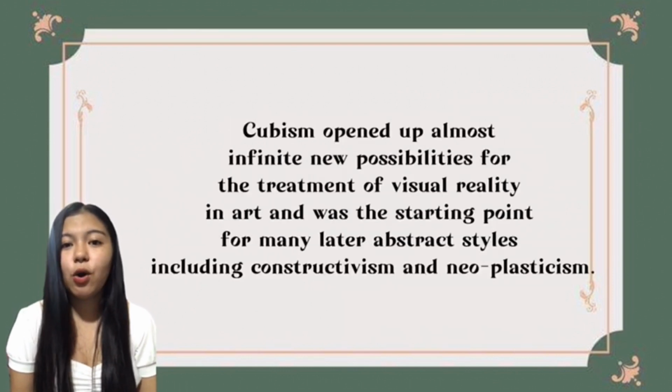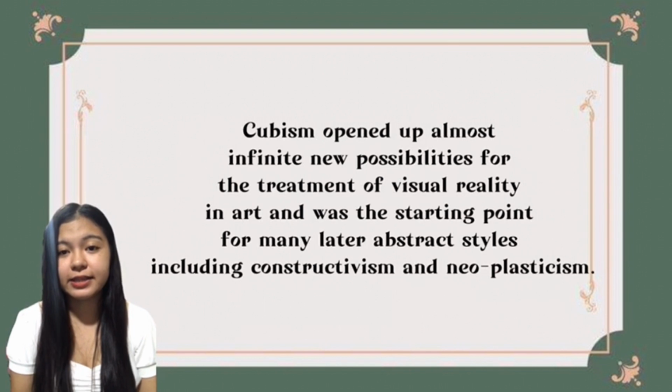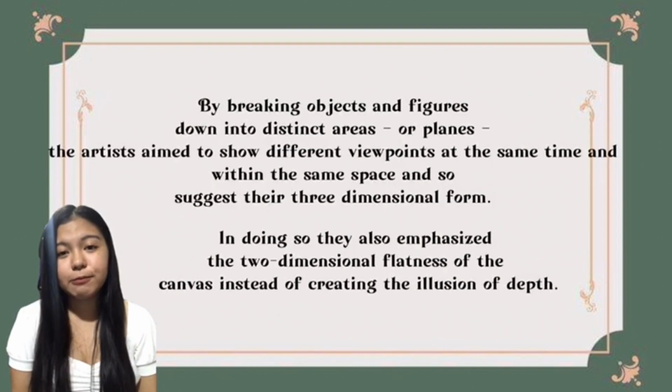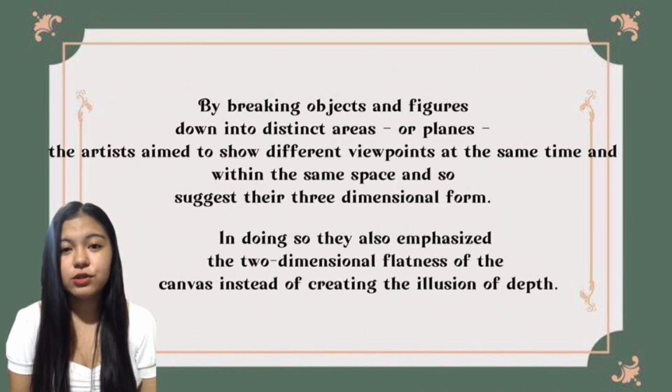So Cubism opened up almost infinite new possibilities for the treatment of visual reality in art, and was the starting point for many later abstract styles, including constructivism and neoplasticism. By breaking objects and figures down into distinct areas or planes, the artists aimed to show different viewpoints at the same time and within the same space, so suggesting their three-dimensional form. In doing so, they also emphasized the two-dimensional flatness of the canvas instead of creating the illusion of depth.